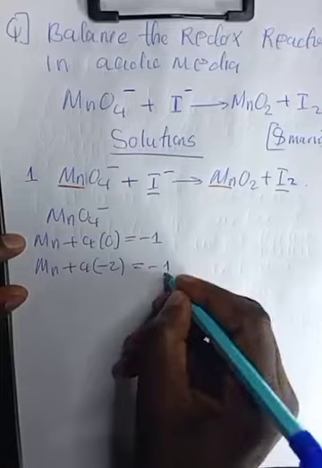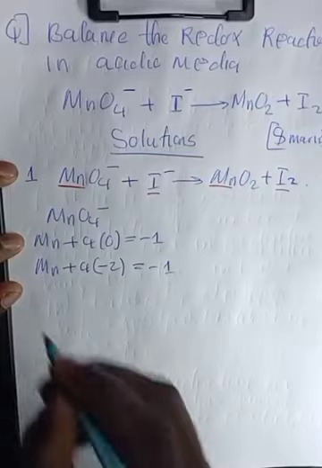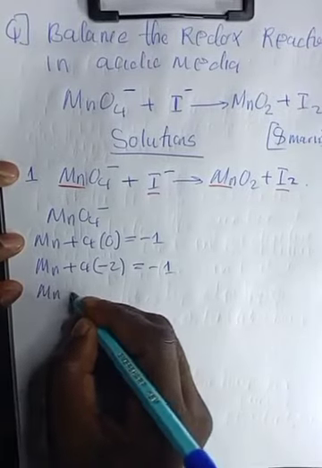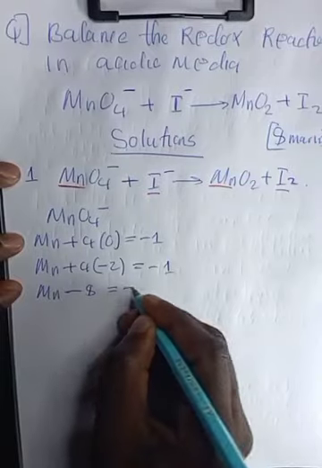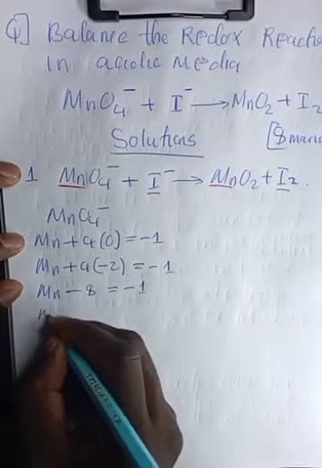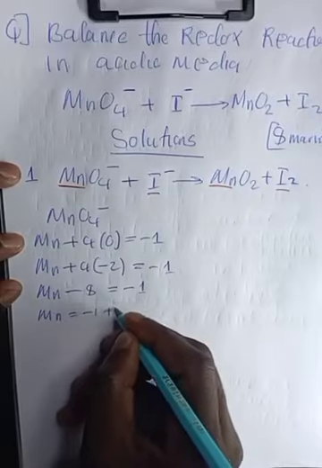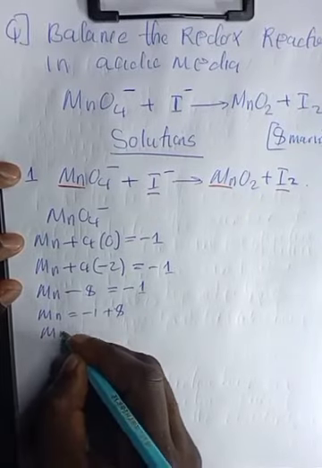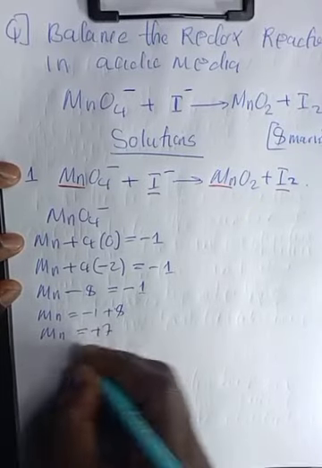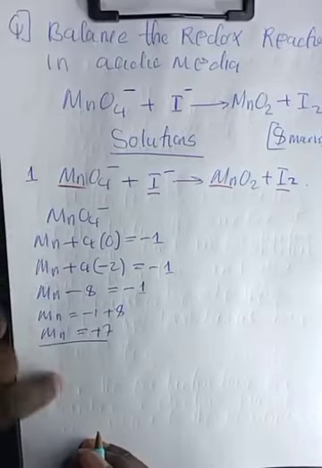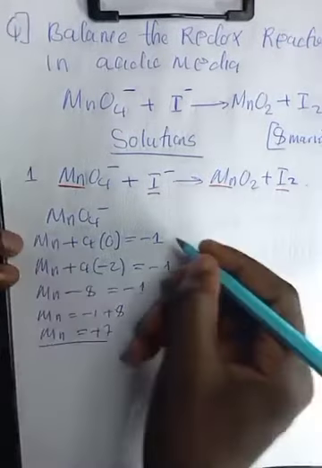Then the total charge is -1. So manganese -8 equals -1, meaning manganese will be -1 plus 8, which is +7. So I've calculated it, meaning you get the 1 mark here in the exam.